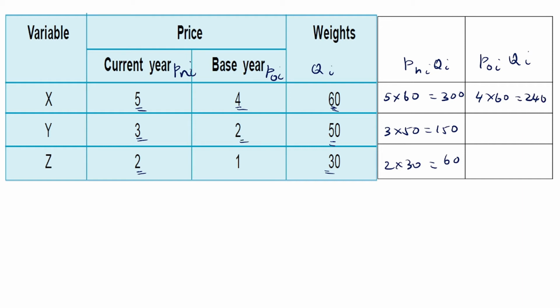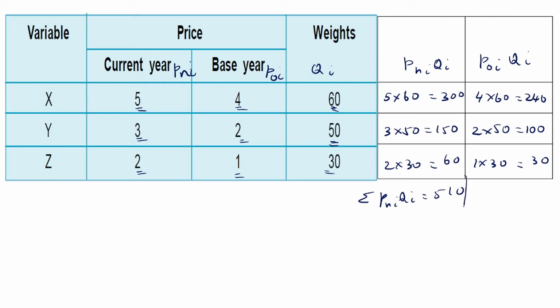Then we have 2 into 50. That is P0i into Qi for y will be 2 into 50. So here 2 into 50, it is equal to 100. Then we have 1 into 30. So 1 into 30 is 30. Now if we add all these, we get summation Pni Qi. This is equal to 300 plus 150 plus 60. It is equal to 510.